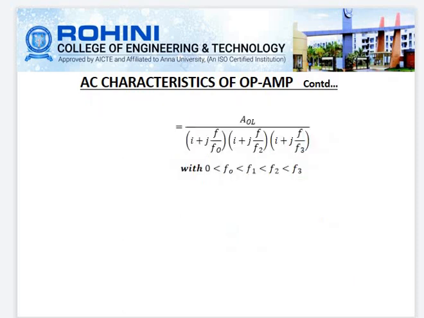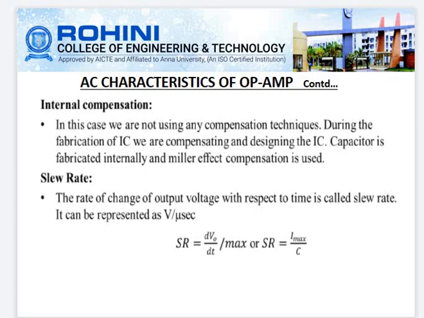That is equal to the open loop gain divided by 1 plus jf by F0, 1 plus jf by F2, 1 plus jf by F3. That is, the corner frequency F1 is eliminated. So here the condition is F0 is greater than 0, F1 is greater than F0, F2 is greater than F1 and F3 is greater than all the other frequencies.